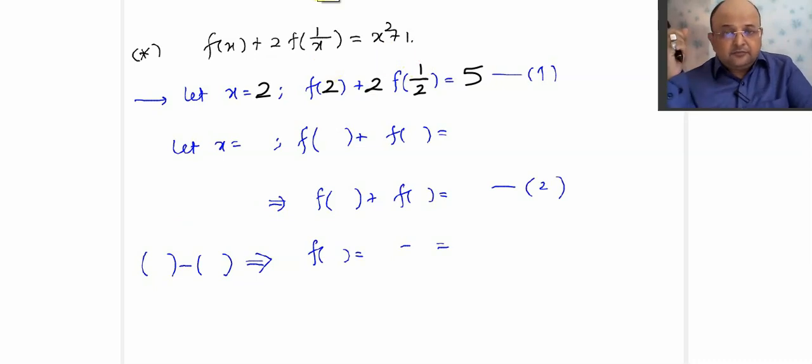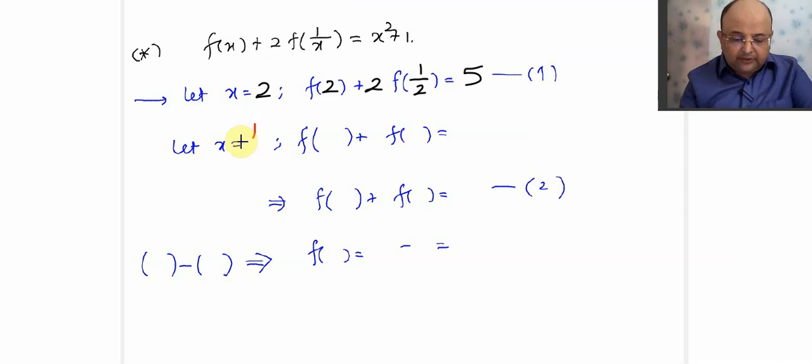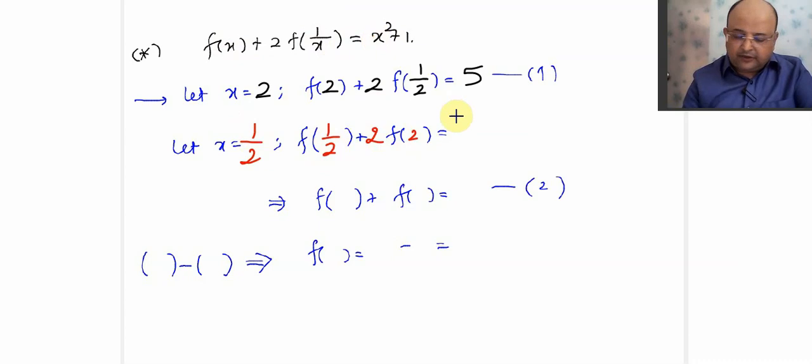You wanted f of 2 and now you don't have to deal with only f of 2. Now you want to find out the value of f of half also. So now I let x equal to half. And this will be, by result, f of half plus 2 times f of 1 upon half, that is 2, 1 by 2 squared, that is 1 by 4, plus 1. So this is 5 by 4.